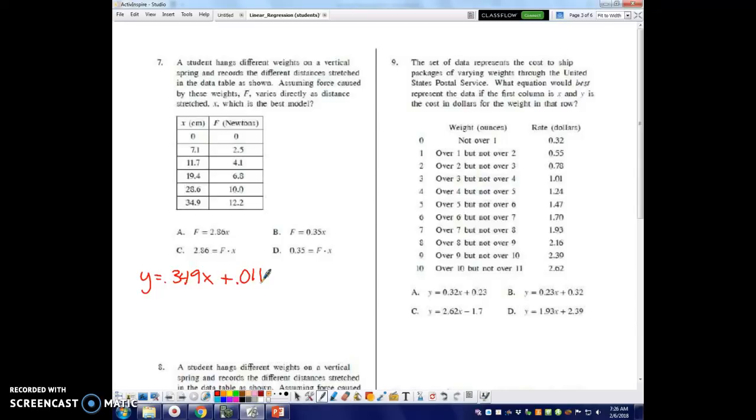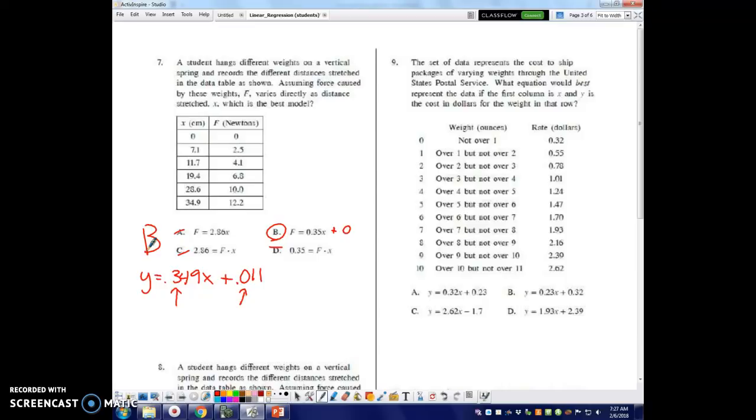Which one? Yes, B. Because this is really close to 0, okay? Which, that's what this is, plus 0. This one is almost 0.35, so you will go with B. Okay, this is line of best fit, okay? Line of best fit. Okay, so now we're going to look over here at 9.